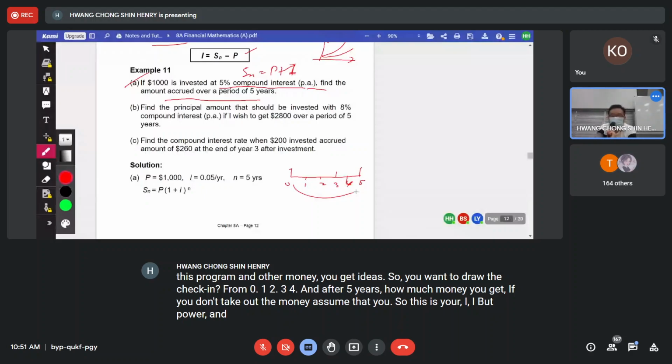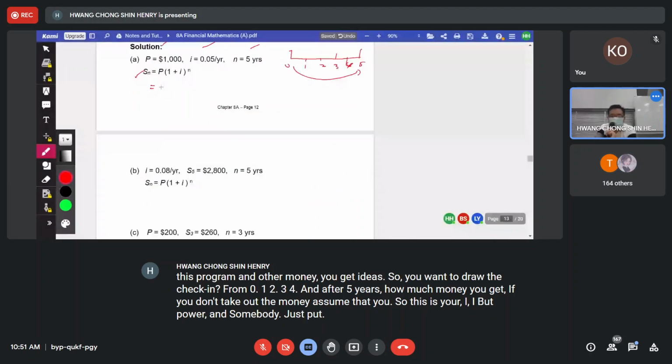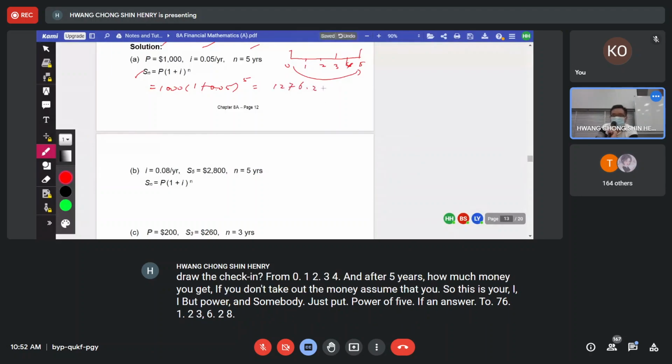Can somebody quote the power of 5? Yes, any answer? 1,276. 1,276.28. So your dividend is 276 ringgit that you earn. If you use the simple interest formula, calculate and see how much you get. This is how you do comparison. Okay? Everybody wants more money?